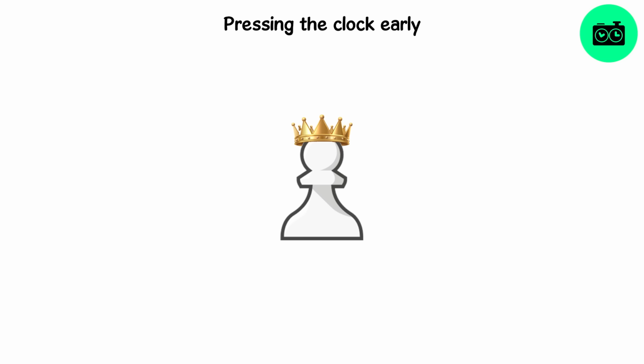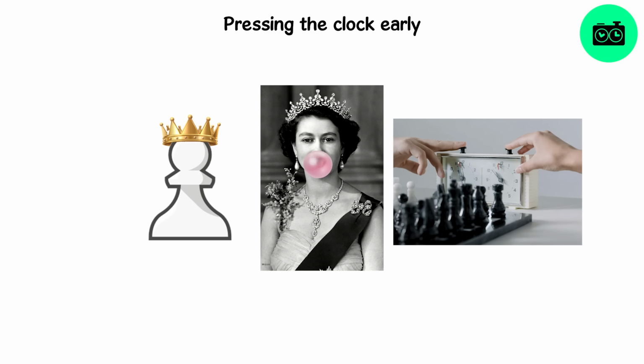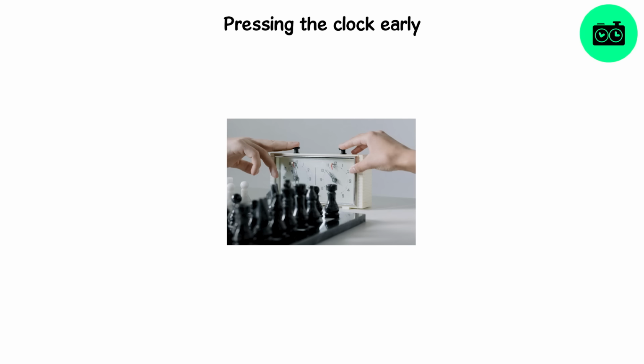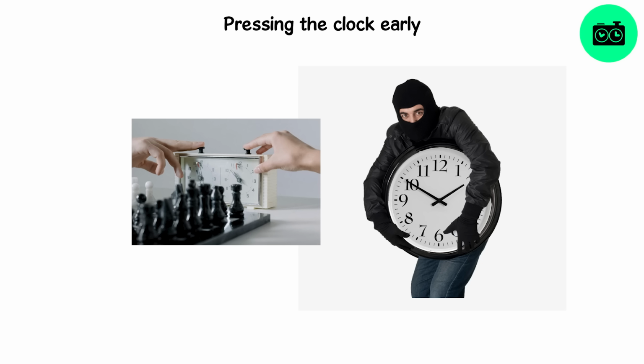Pressing the clock early. When promoting a pawn, you must put your queen in before pressing the clock. When low on time, pressing the clock early gains a little bit of extra time, which can be significant.